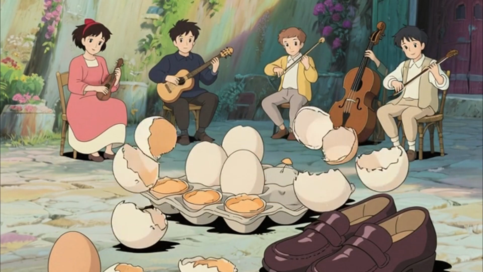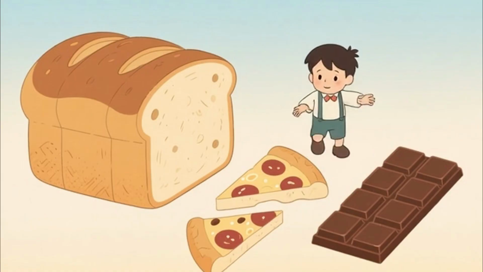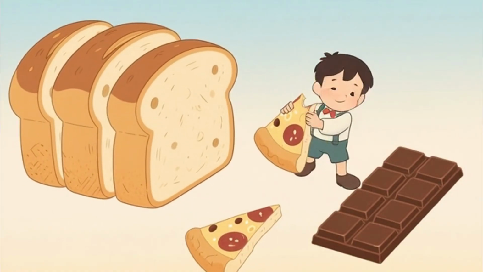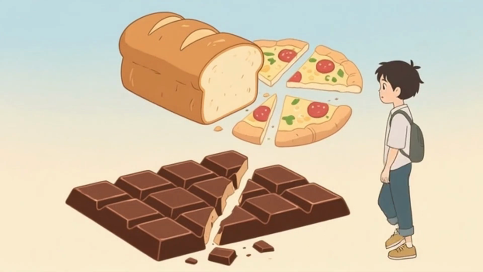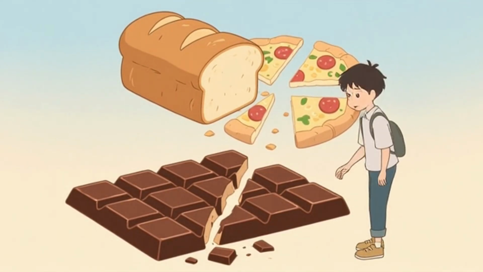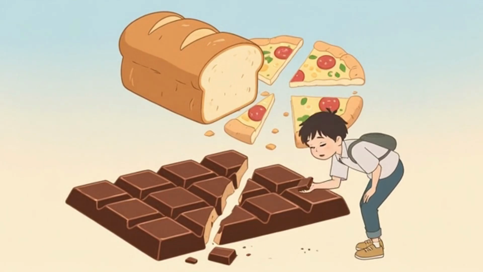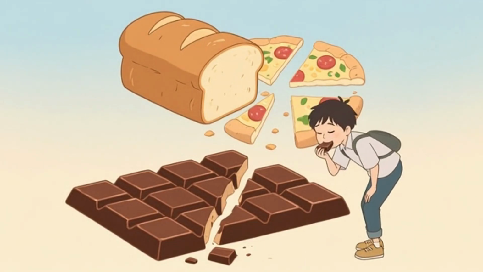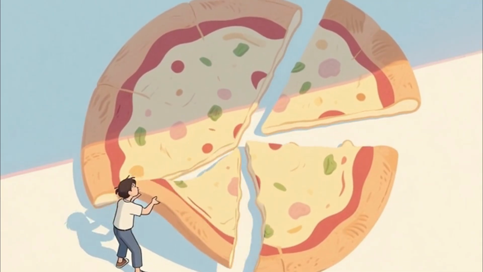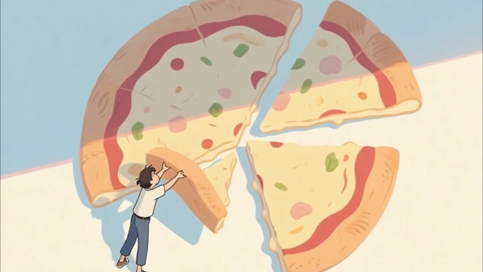The opposite of that is partitioning. This is when we take 1 big thing and split it into smaller, equal pieces. A whole loaf of bread becomes single slices. A whole pizza becomes individual slices. A big chocolate bar gets broken into smaller squares. Each of those pieces is still 1. It's just 1 part of a larger whole.